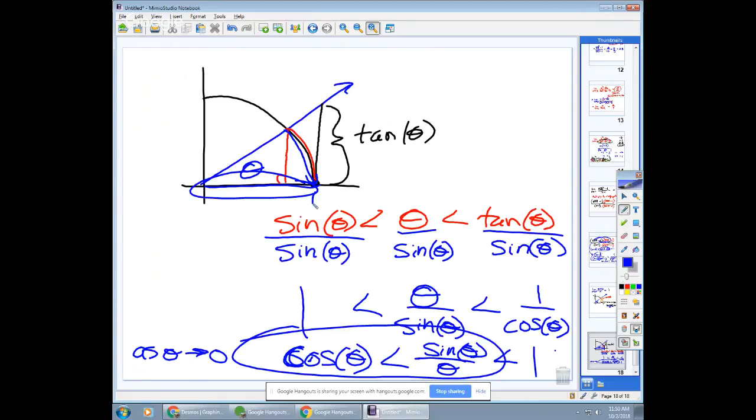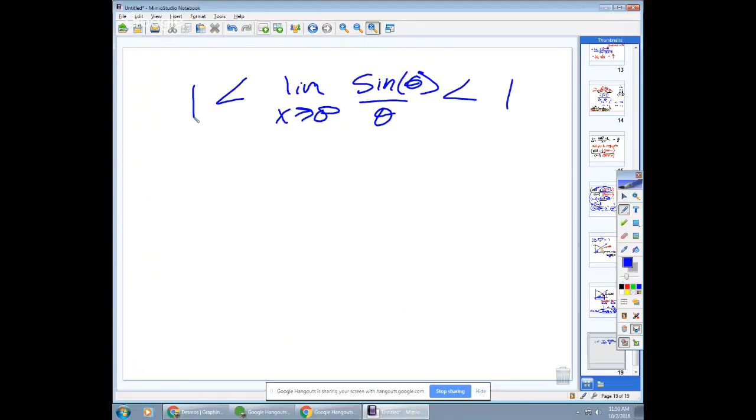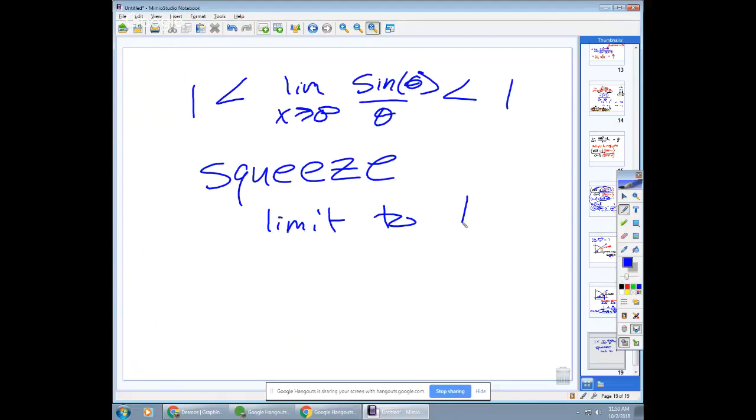So now what I have is, as I take the limit as theta goes to 0, the sine of theta over theta is trapped like that. Now remember, the limit can't touch 1. It's just getting to the very edge of it. So that means this limit has to go to 1, right? We squeezed it in. This is what's referred to as a squeeze theorem proof. We squeeze the limit to 1, just because of the way the sine and the cosine and the tangent are related on the unit circle.